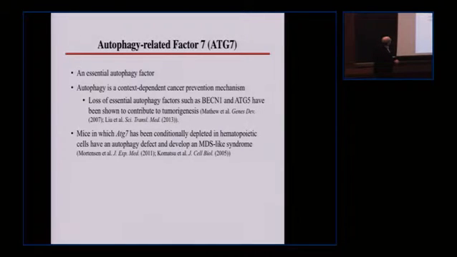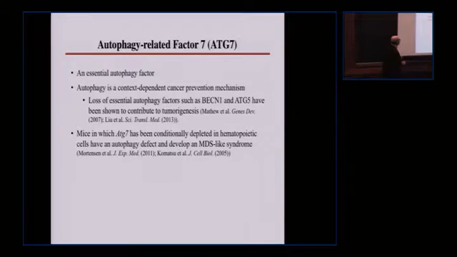Autophagy is a context-dependent cancer prevention mechanism, and loss of several autophagy factors such as Beclin-1 and ATG5 have been shown to contribute to tumorigenesis. But we thought the most striking, compelling reason to follow ATG7 is that ATG7 had been conditionally depleted in hematopoietic cells, and these mice have an autophagy defect and develop an MDS-like syndrome. And myelodysplastic syndrome is a disease in which U2AF35 mutations are most common.